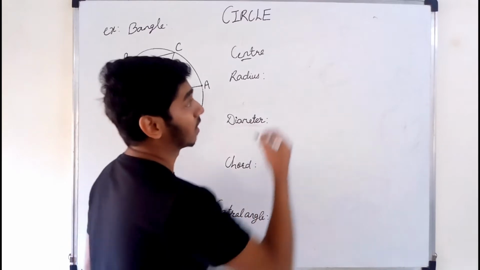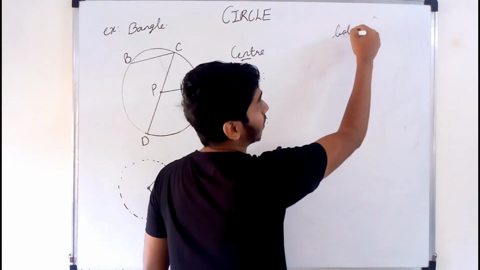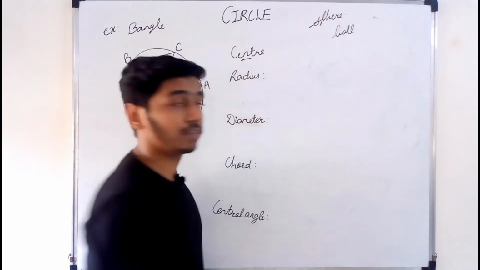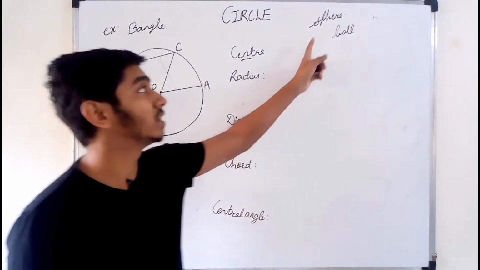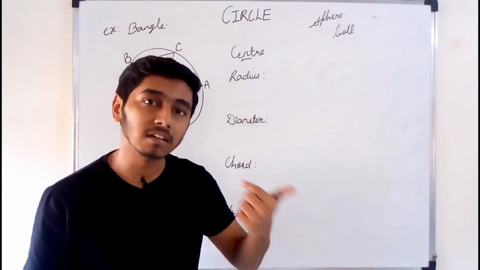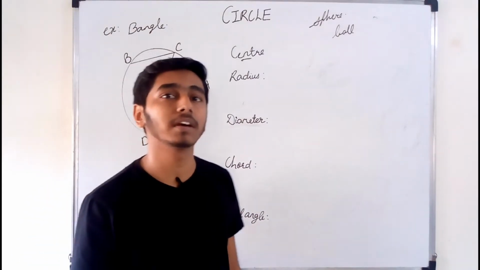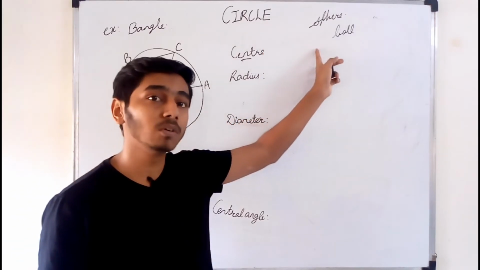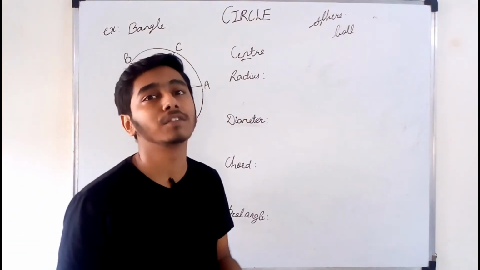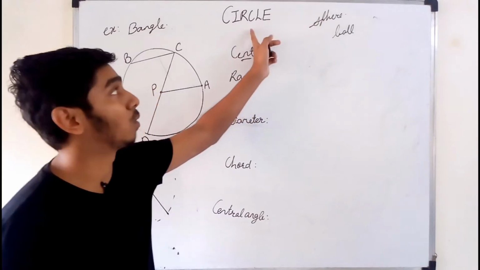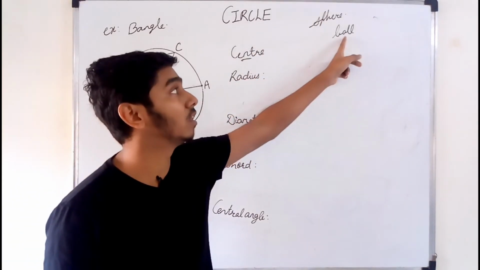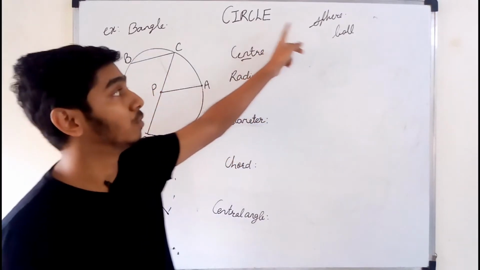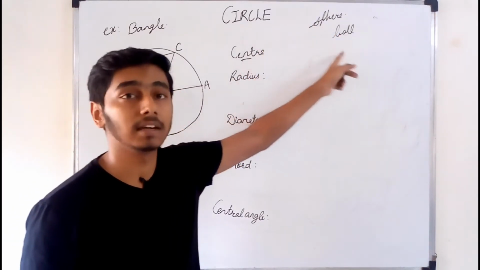But the cricket ball is a sphere. A sphere is a 3D structure which we'll be learning in higher classes. There is a difference between a sphere and a circle which you need to know, because students often get confused and call a cricket ball or any ball a circle. I hope you don't make a mistake like that.